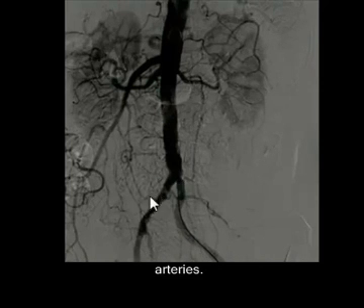So this is the division into two iliac arteries, and this is an internal iliac artery, and the external iliac artery. Further down it is known as the femoral artery as soon as it passes over the hip joint.